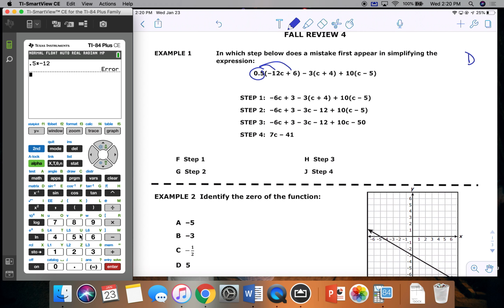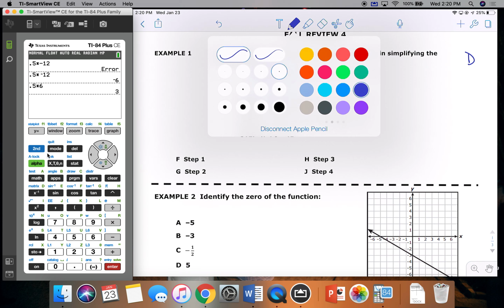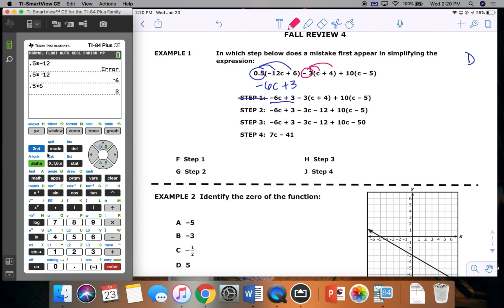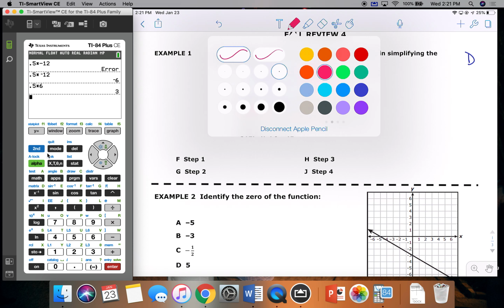gives us 0.5 times negative 12 gives us negative 6c, and 0.5 times 6 gives us 3, which is what they have in the first step, so it's not going to be step 1. And then I take negative 3 and distribute, so negative 3 times c, negative 3 times 4, which is what they have here, so it's not going to be step 2.